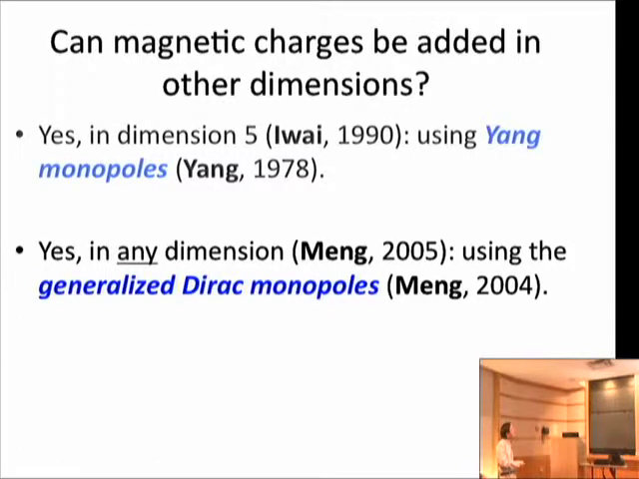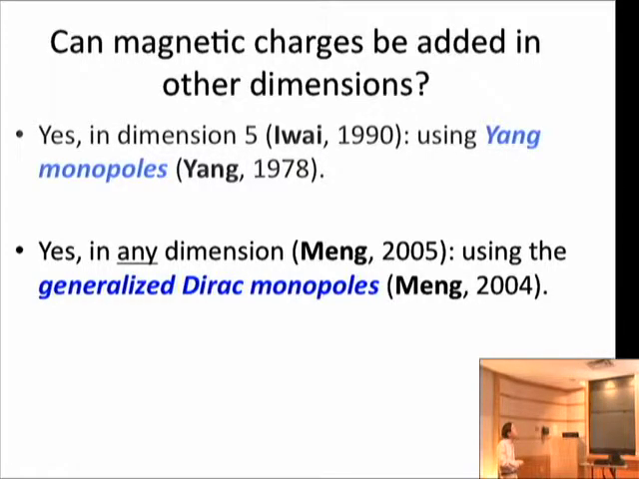But then I realized that this can be done in any dimension if we use a so-called generalized Dirac monopole. Because in the early work they thought the existence of a monopole has to do with division algebras. The Dirac monopole has to do with complex numbers. Yang monopole has to do with quaternions. But then we don't have many division algebras, so they thought we should stop there. But I realized the whole problem has to do with the spin, which has to do with the Clifford algebra. So not only in odd dimension, like 3 and 5, you can also have spin in even dimension. Okay, in any dimension you can have it.